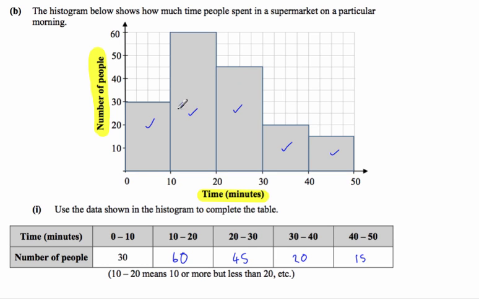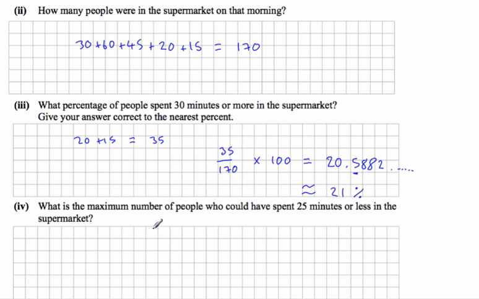So that's 30, 60 and 45 that we need to add. 30 plus 60 plus 45, and that is equal to 135. And that's the end of question 4.